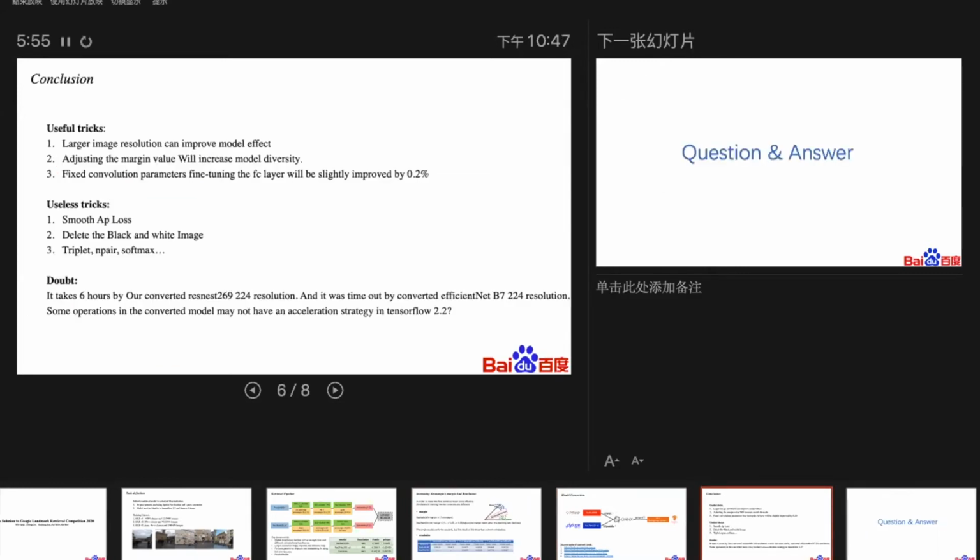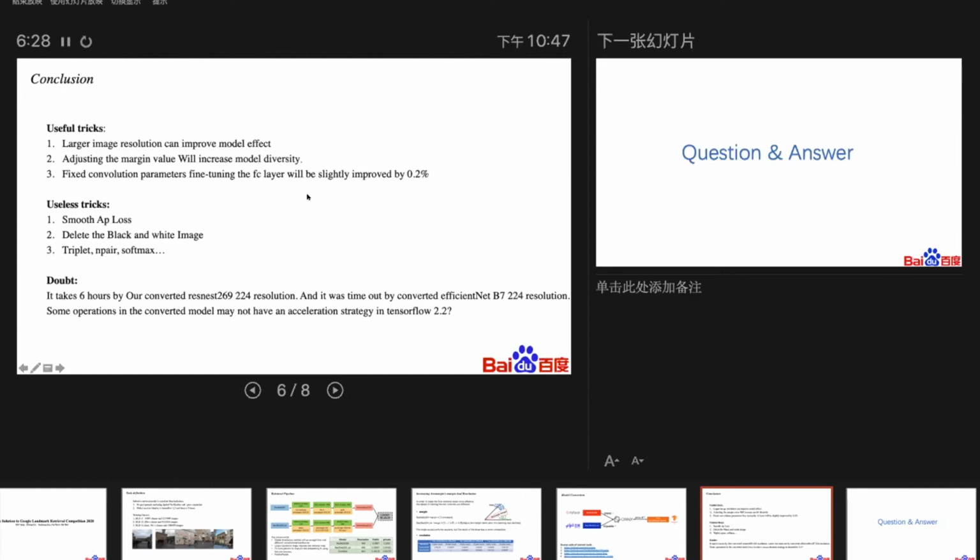Now the conclusion, the main tricks we use. Large image resolution can improve model effect, from 224 to 448 to 640. Adjusting the margin value will increase model diversity. Fixing the convolution parameters and fine-tuning the last layer will slightly improve results by 0.2%.